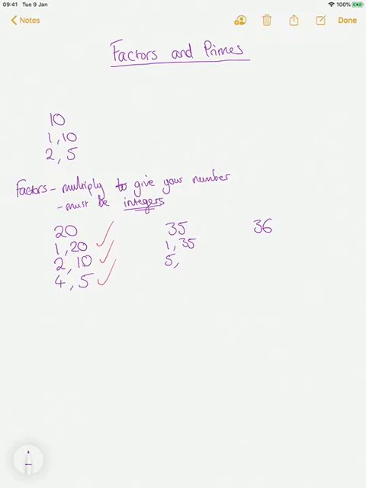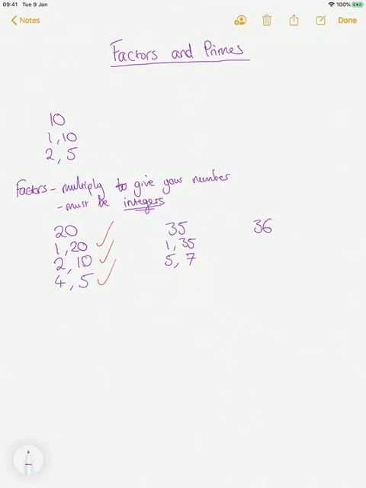And then what do I times with 5 to get 35? Well, that's 7. Does 6 go into it? No. Does 7 go into it? Yes, I've already got that there, so I don't need to write it again. And 8 doesn't, 9 doesn't, 10 no, because it doesn't end in a 0.